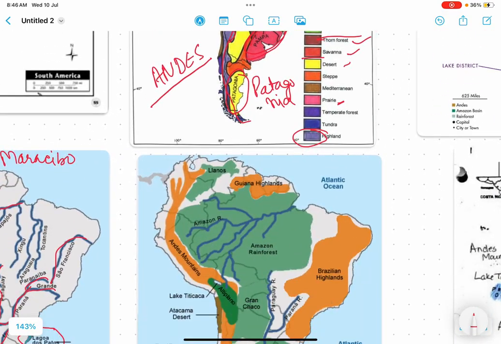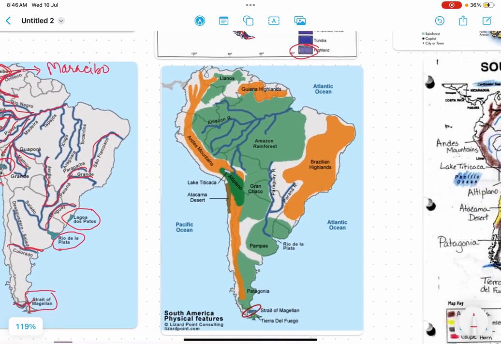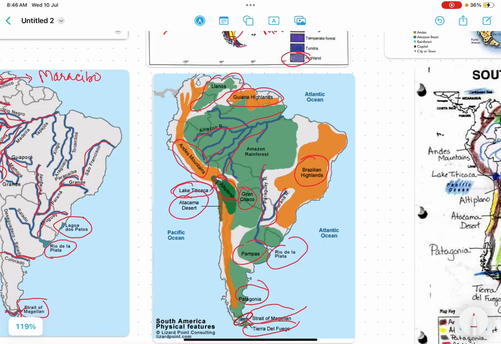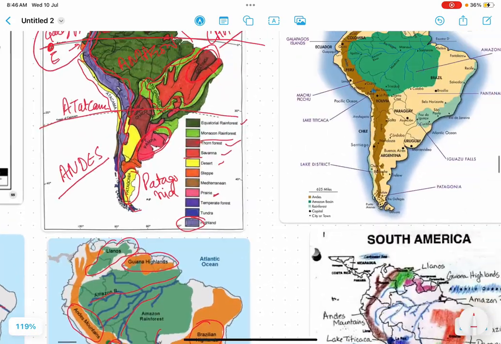So as you see in the map of the vegetation, you can see where the highlands are. So these are the Brazilian highlands, these are the Guiana highlands, these are the Andes mountains, right. This is called altiplano. We have Lake Titicaca here, we have Parana river here, Paraguay river here, Amazon river here, and we have llanos here, as you can see. We have Patagonia here, we have Strait of Magellan here, Tierra del Fuego here, Rio de la Plata here, Pampas here, Atacama Desert here, and Gran Chaco here. So all of these things you know already. Let's see the next map.